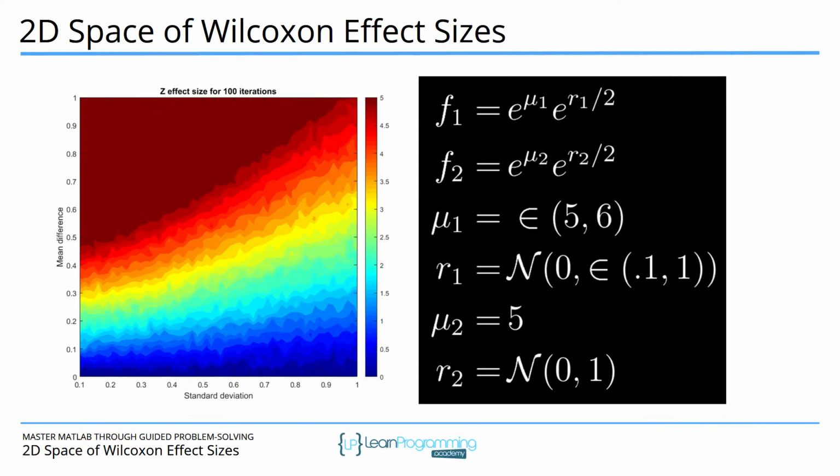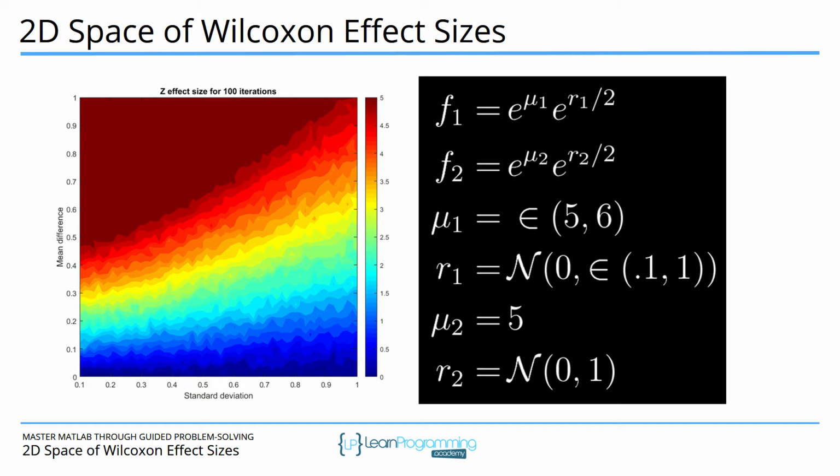The two data sets that you're going to generate are very similar to the two data sets you generated in the previous video. These are log normal distributions, so it's e to the mu1 times e to the r1, or you could even drop this e and say e to the mu1 plus r1 divided by 2. The main difference from this project and the previous project is here you want to vary mu1. So you can see mu2 should be fixed at 5, and mu1 should range from 5 to 6.